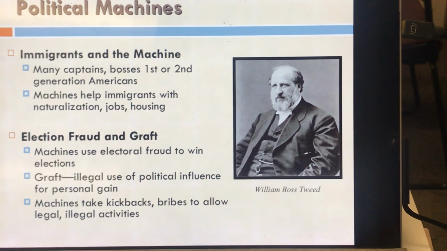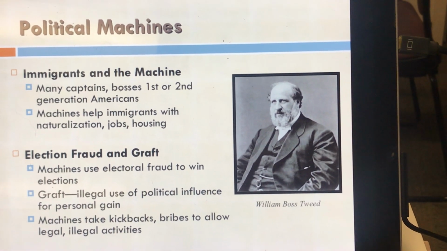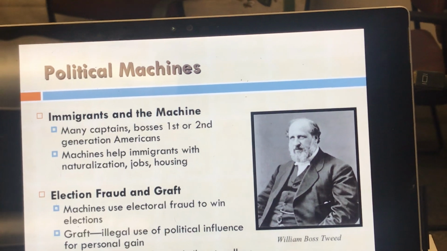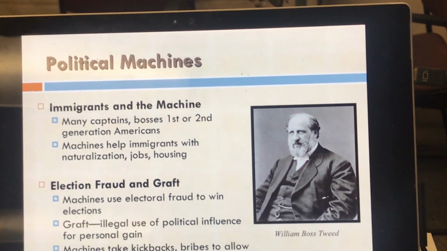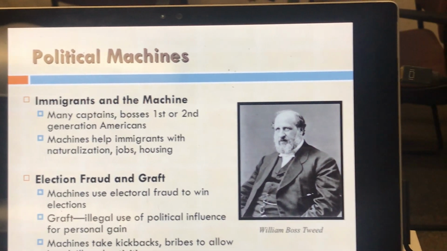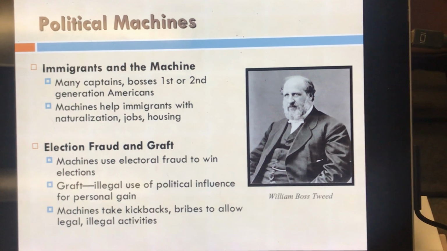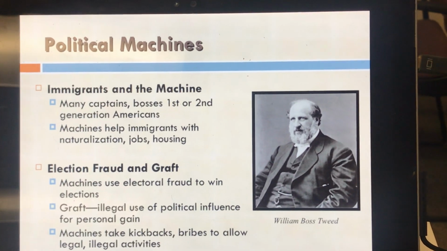Immigrants played a huge part in these political machines. Many captains or bosses were first or second generation Americans. The machines would help immigrants when they got to the United States. They would help them become naturalized citizens. They would help them get jobs, secure housing. And so the immigrants often felt indebted to the political machine, and they were very loyal to it.